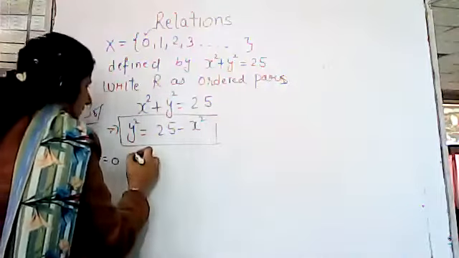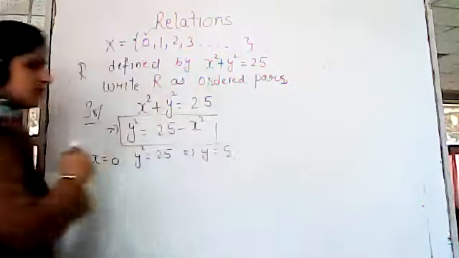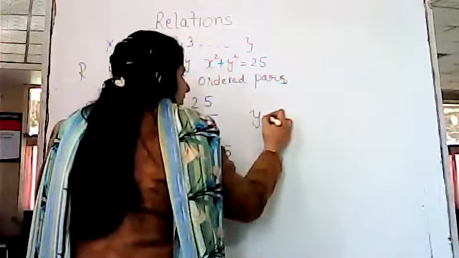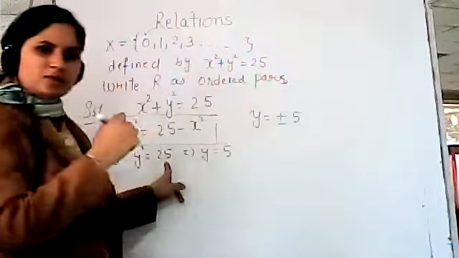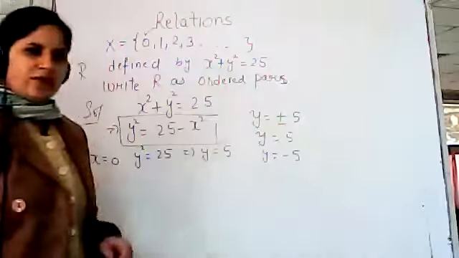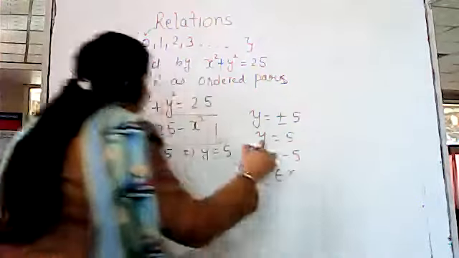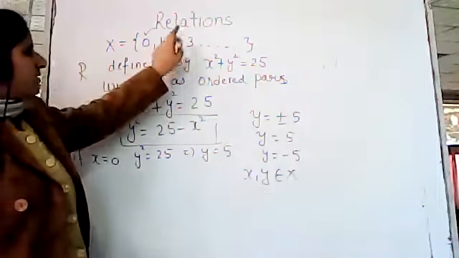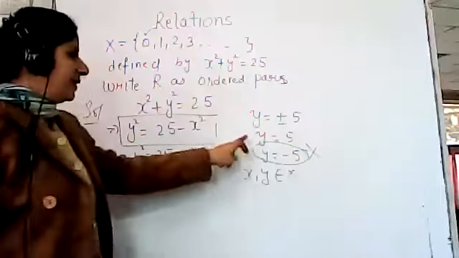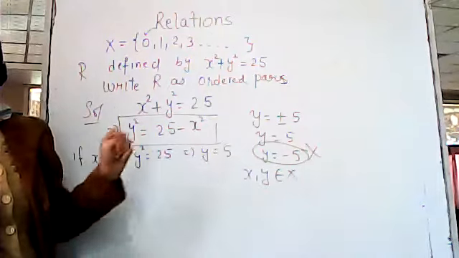So if x is equal to 0, then what is the value of y? Y is equal to 5. Y square is equal to 25, it means the value of y is plus minus 5. Either y is 5 or y is equal to minus 5. But x and y are taken from set X, and X is a collection of positive numbers. It means we shall reject the negative value. That's why I have taken y is equal to 5. Is it clear why we have not taken the negative sign?